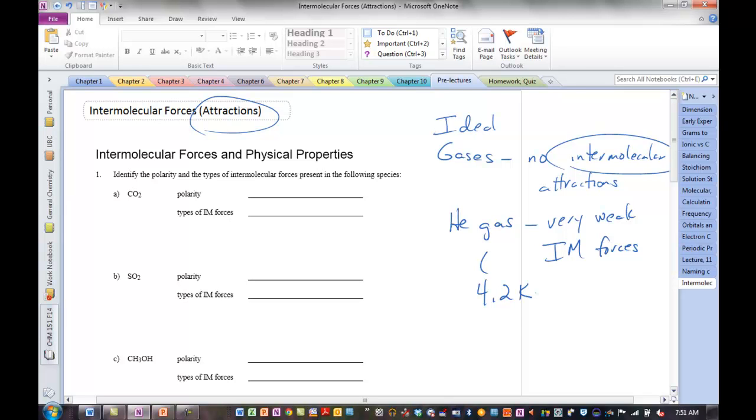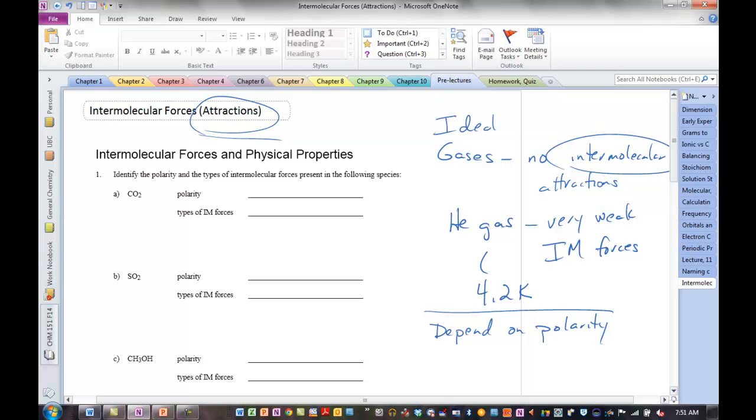Okay? But for now, an ideal gas has no intermolecular attractions, but certainly to get a liquid or solid, there's something holding the molecules together, and those are what we call intermolecular attractions, IM attractions. All right, these attractive forces will depend on polarity. We talked about polarity in Chapter 10.